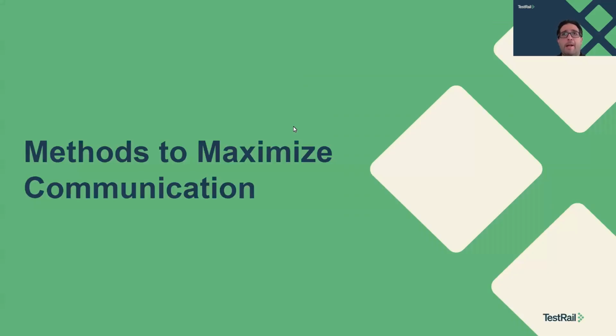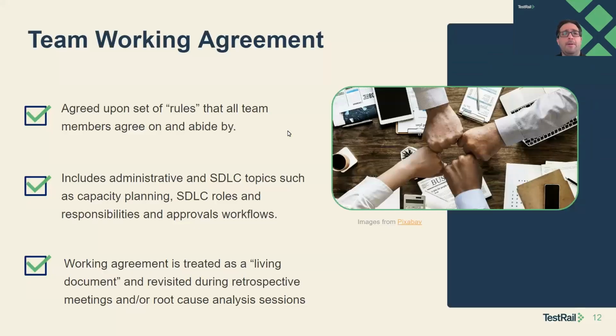So we talked a lot about challenges, talked a lot about considerations. Let's talk a little more about methods to maximize communication, because a lot of the issues that we talked about really come down to communication, right? Communicating where people are working, communicating compliance challenges and requirements, communicating just how the team is working. So let's get into that.